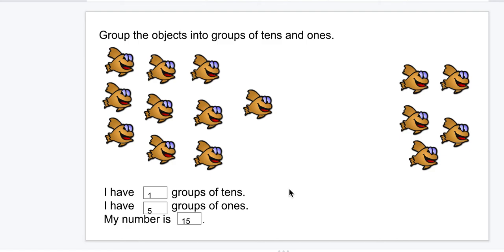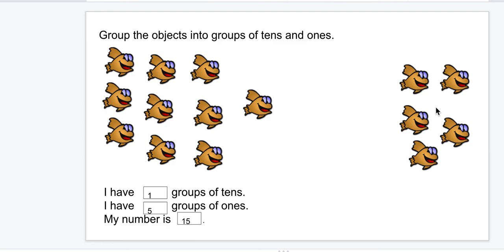Now I can check myself by counting them all up together. 1, 2, 3, 4, 5, 6, 7, 8, 9, 10, 11, 12, 13, 14, 15. Check. I got it. I just do that to double check myself, because I don't want to count by ones, since we've already talked about how counting by ones can take so long. So we group ourselves into groups of tens, because remember, counting by tens is the easiest. It goes by the fastest. And then whatever we have left over is our ones.